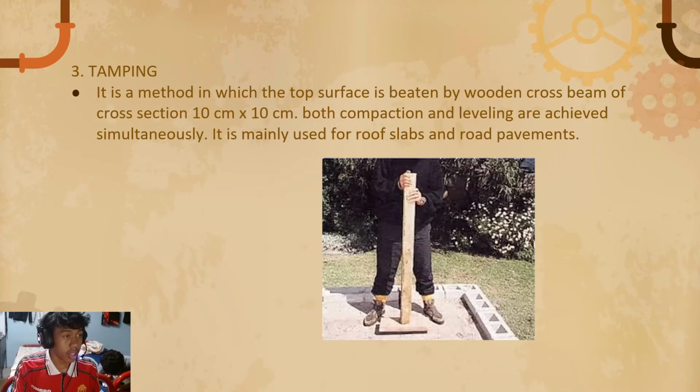Tamping. It is a method in which the top surface is beaten by a wooden crossbeam of cross section 2 cm x 2 cm. Both compaction and leveling are achieved simultaneously. It is mainly used for roof slabs and road pavements.